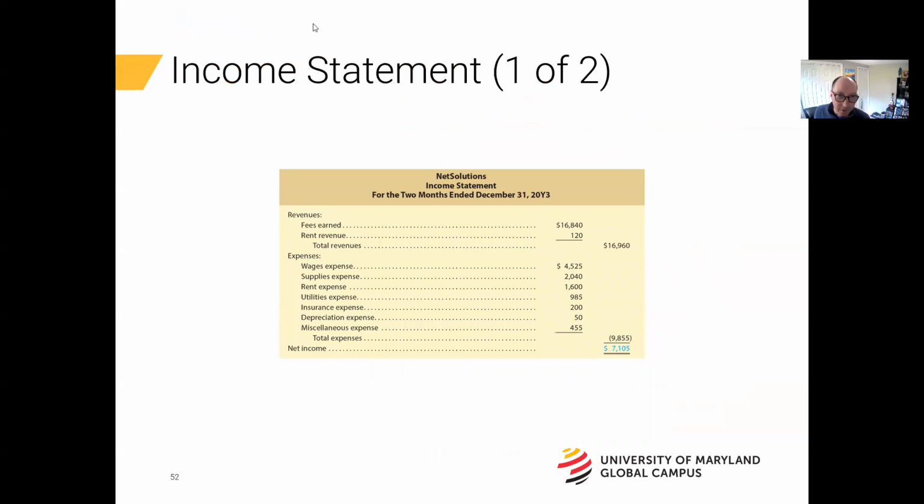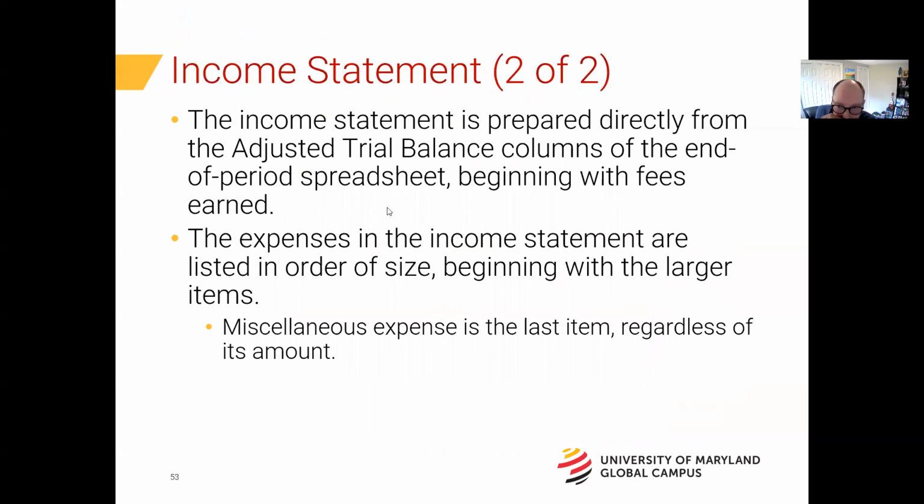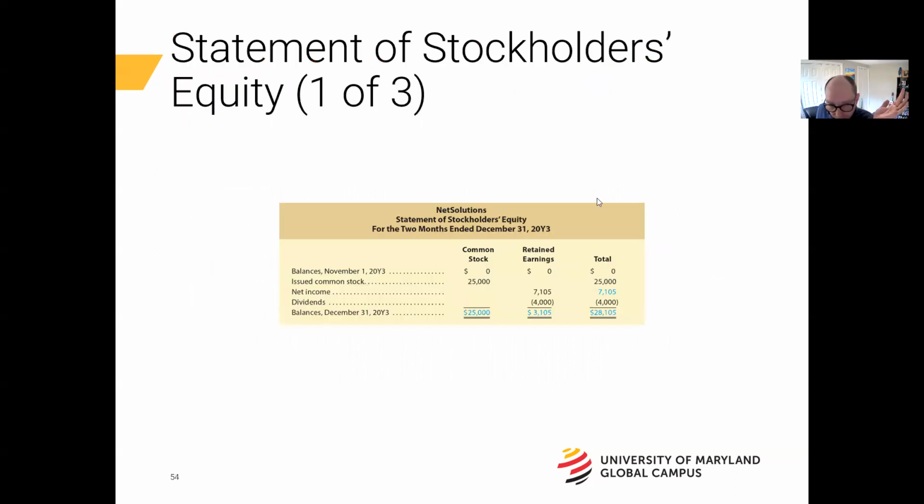Okay, looking at the financial statements, on the income statement, revenues minus expenses equals net income. The income statement ultimately is prepared from the adjusted trial balance at the end of the accounting cycle, and this starts what we call the closing process. In the closing process, we transfer our temporary accounts from the income statement to the statement of retained earnings. That's what I showed you before.